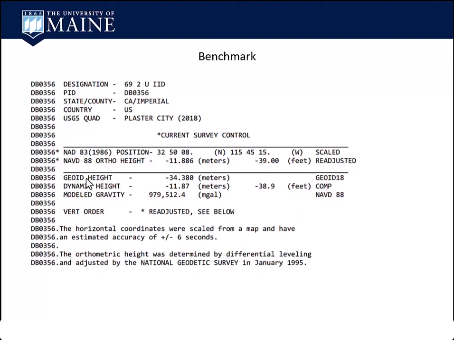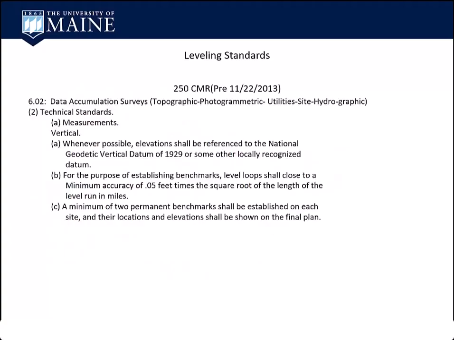And then don't forget, everything's got a geoid height, and they post dynamic heights now, which means it's moving. We don't move much up here, but here's your ortho height. This is the NAVD 88 orthometric height. Orthometric height was determined by differential leveling. That's what you're looking for.